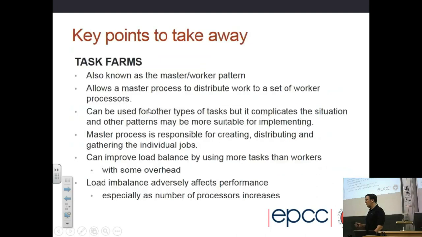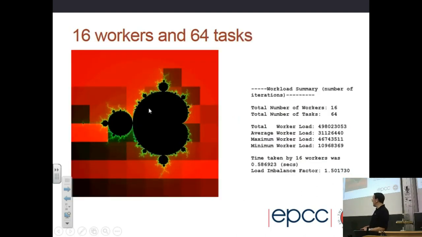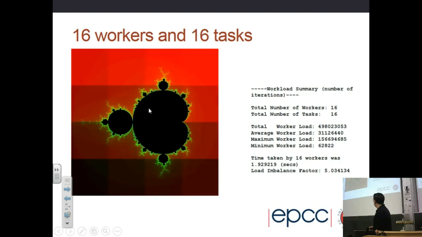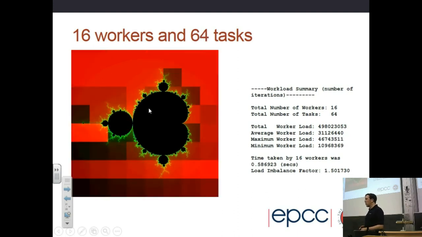So I won't go there. I can leave the points up there. But basically, you can see that with one task per worker, obviously each square has got its own shade because they're shaded by who did the work, who did the calculation. You get a more complicated pattern.